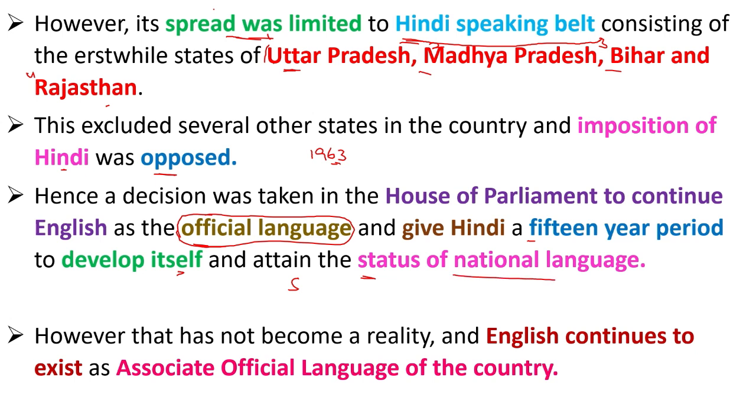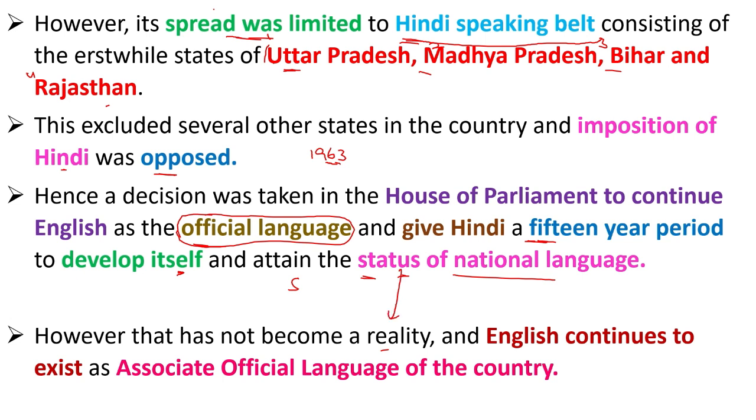So by 1963, from 1947 to 1963, it was a lesser period. So they thought slowly, gradually, the Hindi language would spread to all the states. So that is the reason they gave 15 years of time to develop itself and to attain the status of national language. However, that has not become a reality. So it has not reached the status of national language.